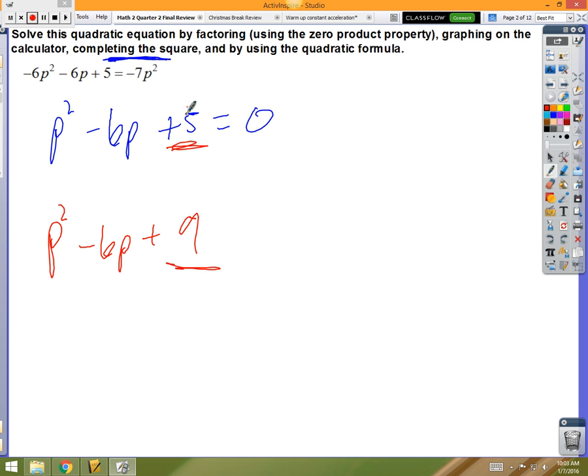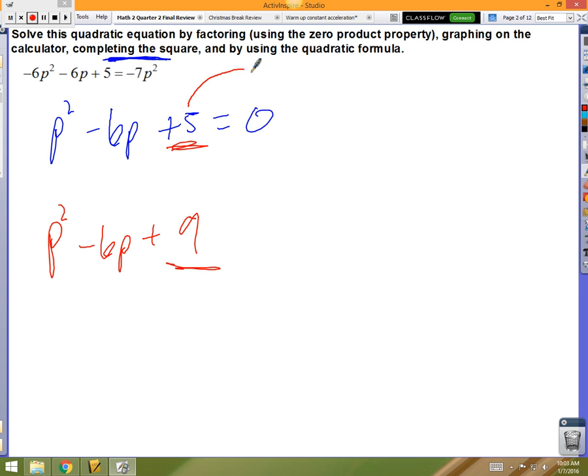Now, what we're going to do with this 5, let's just move this 5 over to the other side. So let's minus 5, minus 5. So over here we got a minus 5. And if you're going to do a plus 9 on the left, you have to do a plus 9 on the right.